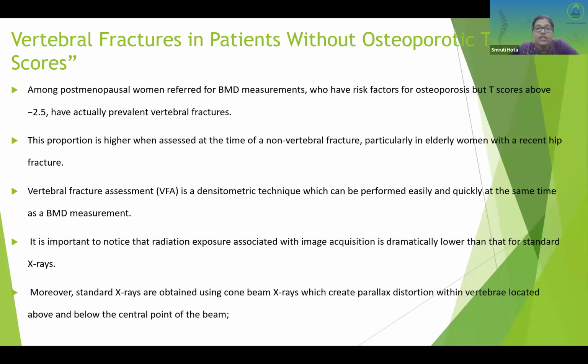This proportion is even higher in elderly women presenting with a recent non-vertebral fracture, for example a hip fracture. In these cases, vertebral imaging is not optional, it is essential. Vertebral fracture assessment is a densitometry technique done at the same time as a DEXA scan. It is very quick, convenient, and critically involves far less radiation exposure than standard X-ray. In contrast, here a cone beam X-ray results in parallax distortion, particularly of vertebrae above and below the beam central point, making interpretation more difficult.